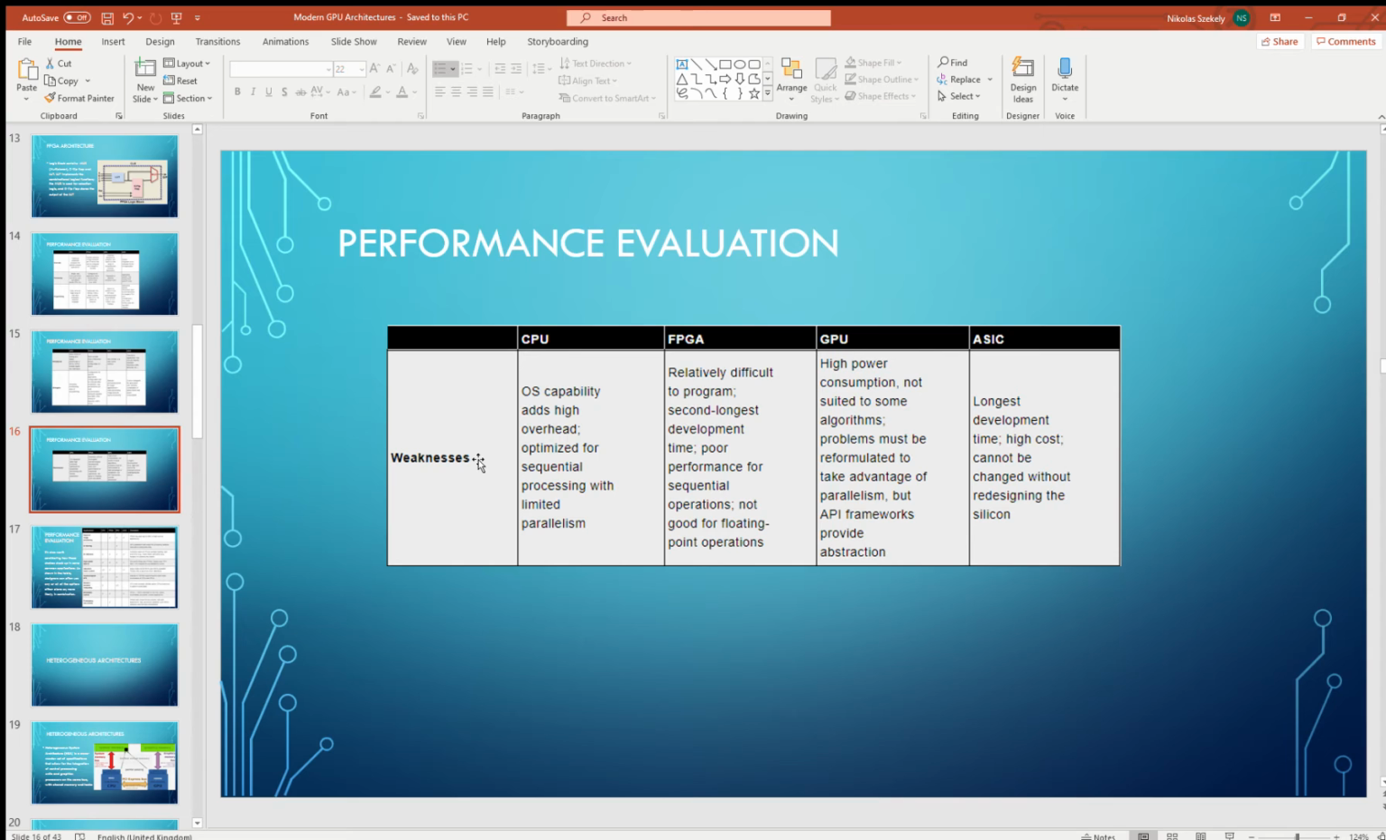It's worth mentioning some weaknesses. The CPU's operating system capability adds high overhead, optimized for sequential processing with limited parallelism. The FPGA is relatively difficult to program and has the second longest development time. Poor performance for sequential operations, and it's not good for floating point operations. The GPU has high power consumption, is not suited to some algorithms, and problems must be reformulated to take advantage of parallelism, but API frameworks provide abstraction. And DSPs have the longest development time, high cost, and cannot be changed without redesigning the silicon.